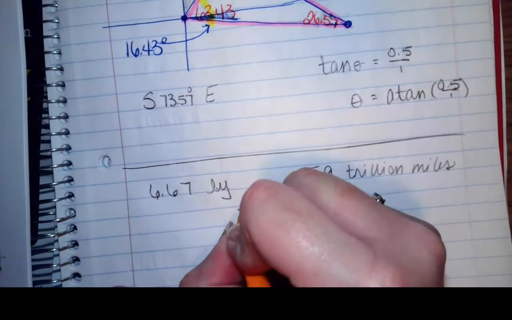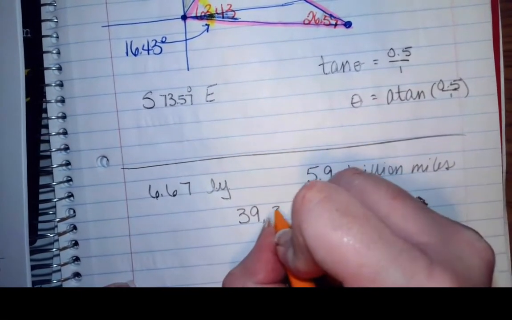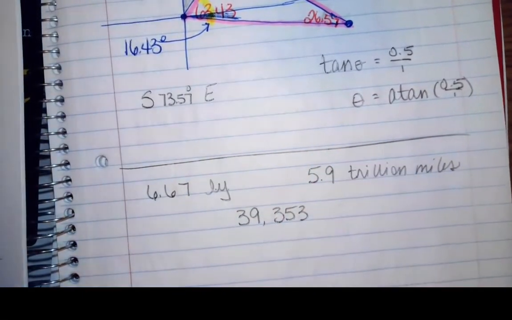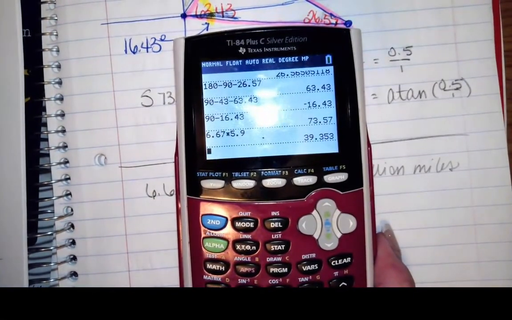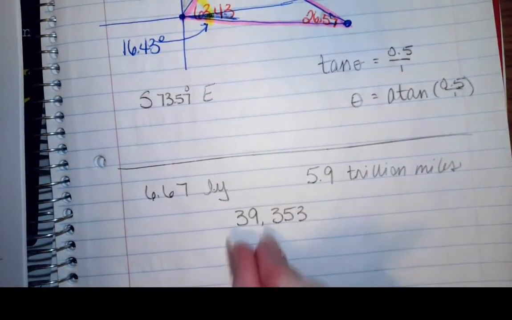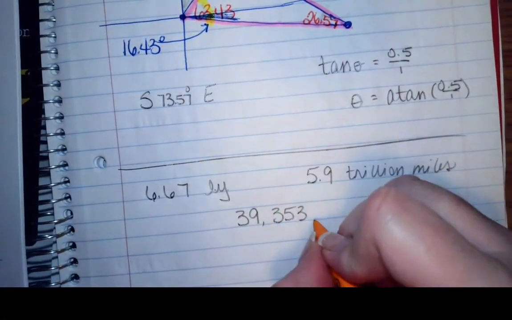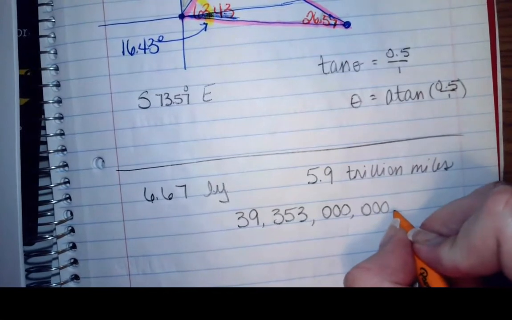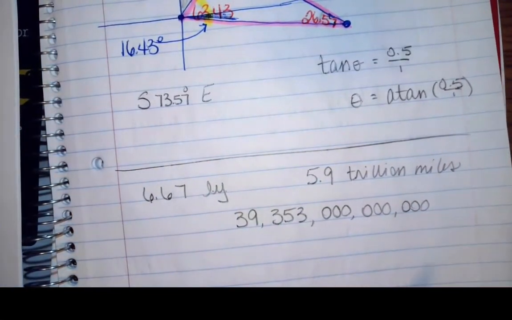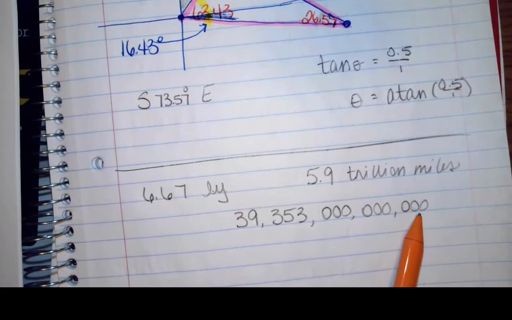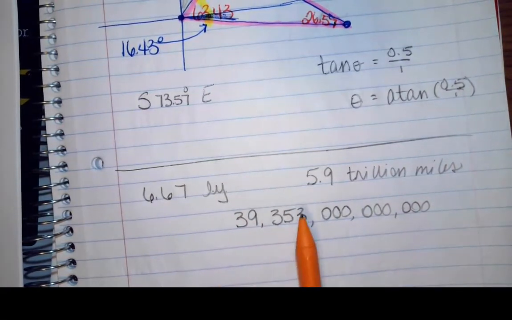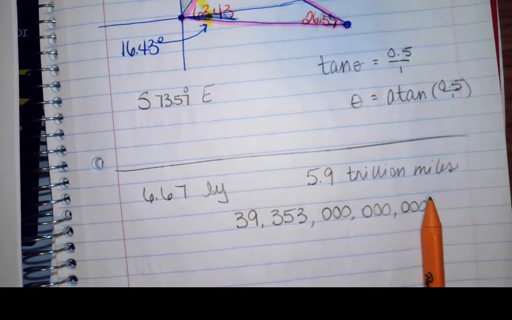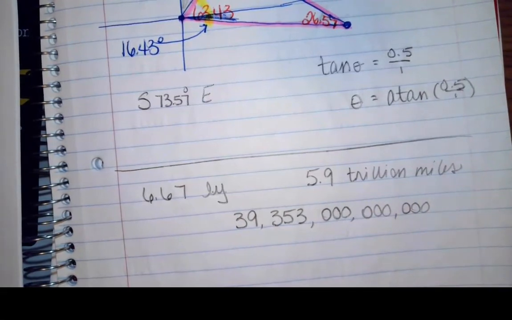So 39 trillion 353 billion. So 39.353. 39 trillion 353 billion. No millions and no thousands and no ones. Okay, so I've got 39 trillion, billions, millions, thousands, and single places. I forgot what you call those. All right, so that is how far away the star is from the Earth.